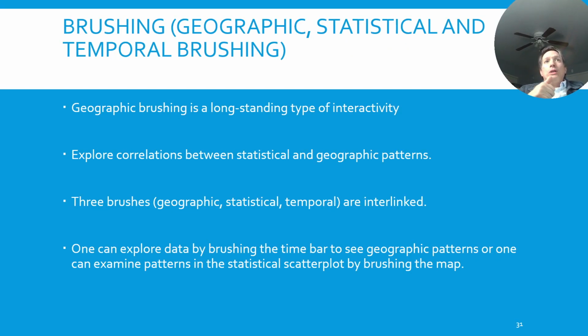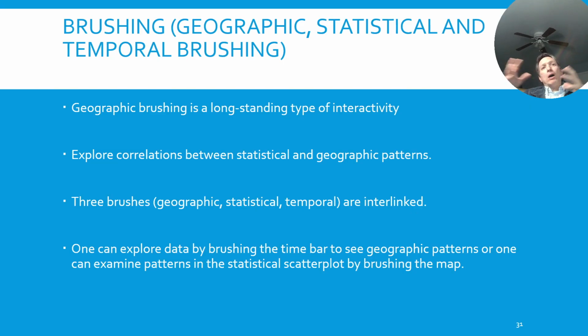Then we can do brushing in geographic, statistical, and temporal data. Geographic brushing is a long-standing type of interactivity that basically explores correlation between statistical and geographical patterns. And these three brushes are really interlinked because we have the space, we have the data, and we have the time.